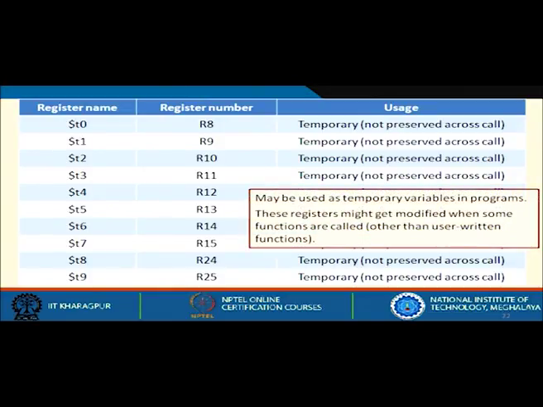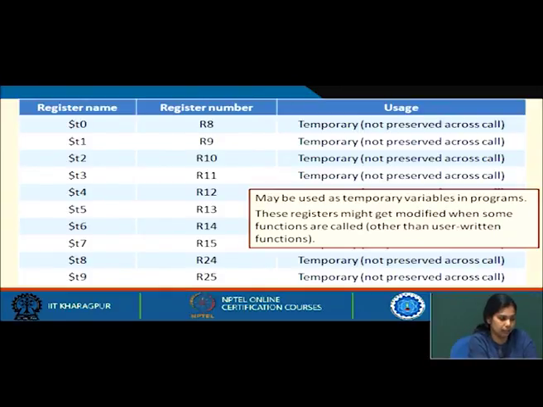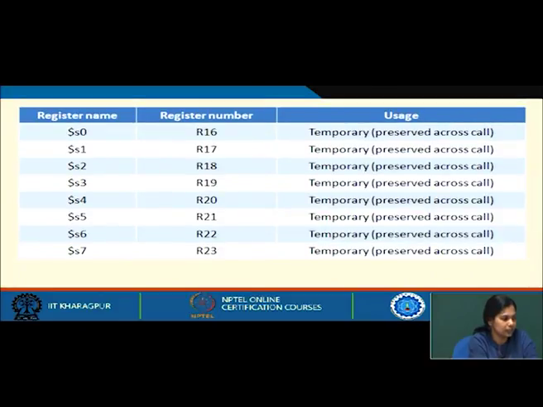They may be used as temporary variables in programs, but these registers might get modified. So, it is up to you to be careful if you are using them, because these registers might get modified when functions other than user-written functions are called. That means inside, we are also calling some functions, and some instructions break down into further instructions. So, they can be overwritten, but these other registers are preserved across calls. Even if there are other function calls, you can use this set of temporary registers, S0 to S7.